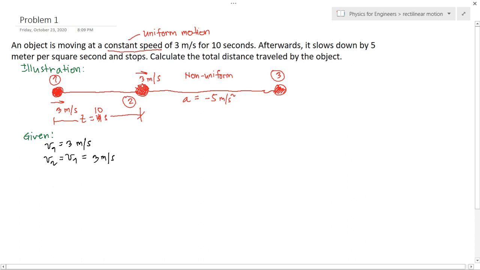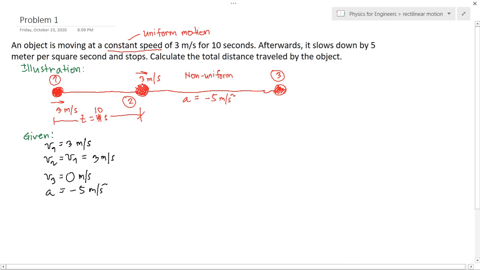Then for our V3, since it stops, therefore wala na siyang movement or wala na siyang velocity, therefore V3 is just 0 meters per second. And then of course we have acceleration. So a is equal to negative 5 meters per second squared. So if you have different units on the other variables, you can change now. It's up to you, or i-convert mo para ma-combine na siya sa other na mga variables.